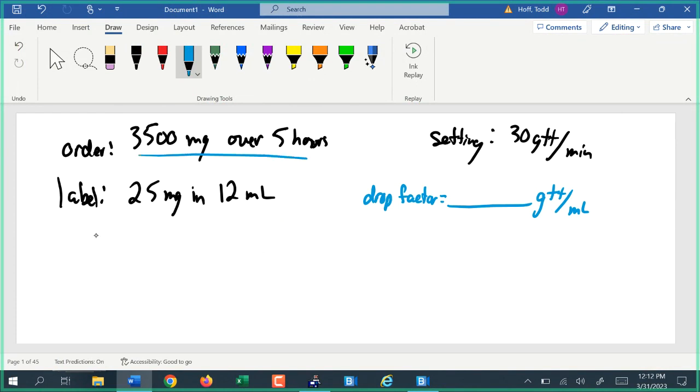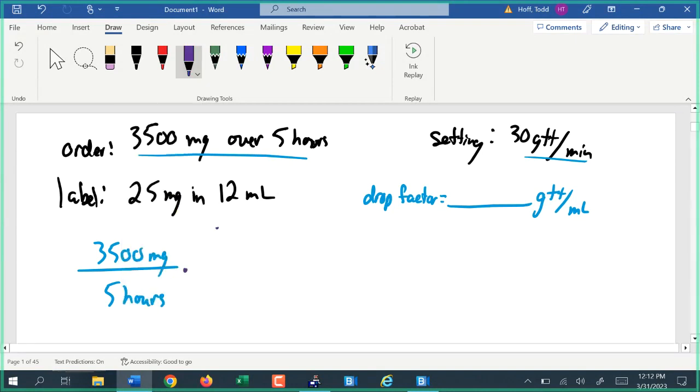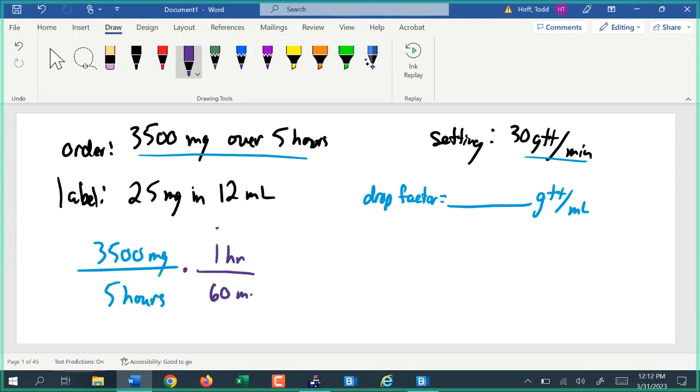So we'll start out with the doctor's order, or we could start out with the setting, either one. I'm going to go ahead and start out with the doctor's order just because that's what we're used to starting with. So 3,500 milligrams over 5 hours. We're going to get rid of the hours. 1 hour is 60 minutes. Again, we had to get rid of the hours because the only other time we have is in minutes. Now we get rid of the minutes. Minutes will go on top to cancel out. 1 minute is equivalent to 30 drops.